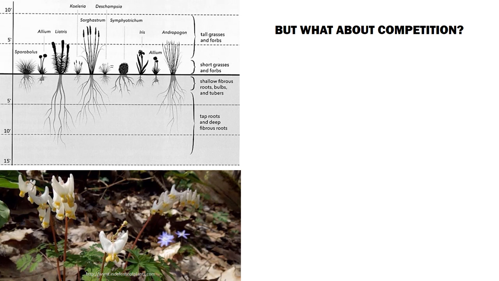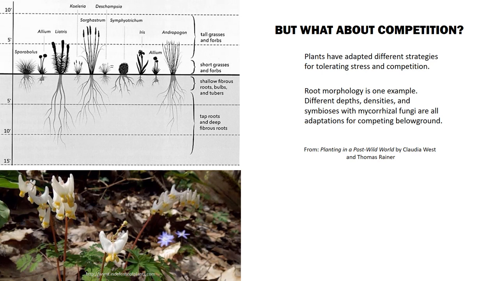But at this point, you might start to ask yourself, well, what about competition? If we have all of these plants growing in and among and over one another, do we have problems? Are plants able to get the water, the nutrients, the light that they need? And I'll point out that plants have adapted different strategies for tolerating stress and competition. And even below ground, plants have developed lots of different strategies, what we would call root morphologies, or the root architecture of plants, to deal with some of these different stresses and competitions. So roots will go to different depths, they occur at different densities, and they have different symbioses with soil microorganisms, such as mycorrhizal fungi, and all of these help with below ground competition, let alone all of the different strategies plants have adapted to compete above ground.